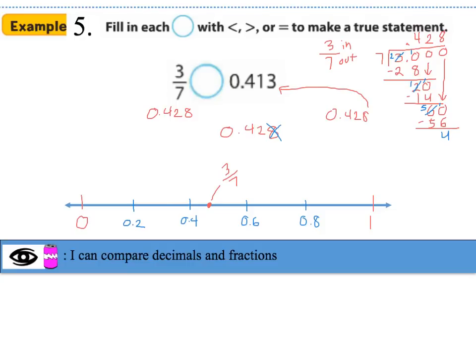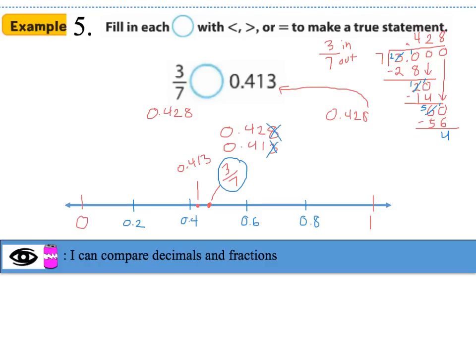If I look at my second number, I've got 0.413. Now if I look at that as money, I can cross out the last place value. That looks like 41 cents. 41 cents would be closer to the 0.40 mark. So this first mark would be 0.413. I know for a fact that 3/7 is larger because it's farther away from 0.